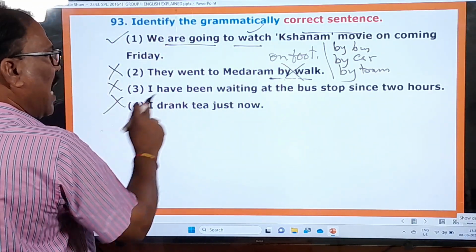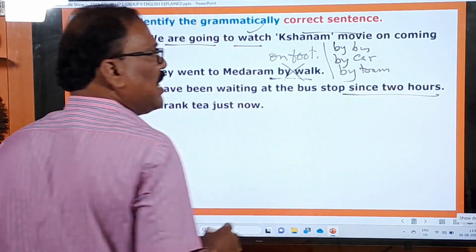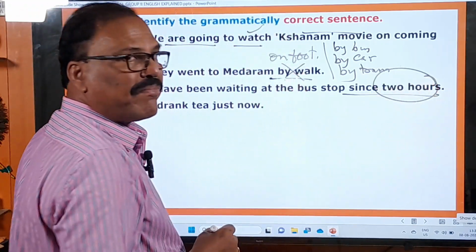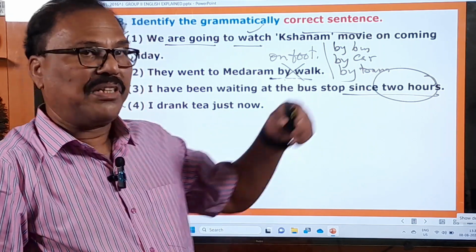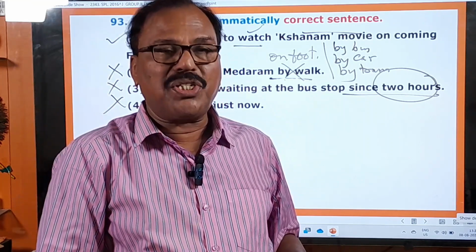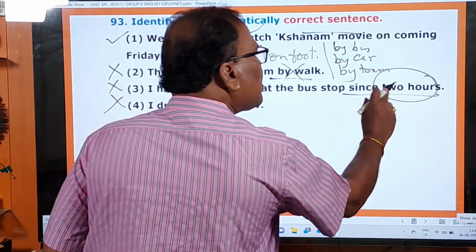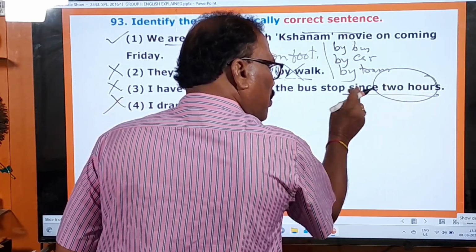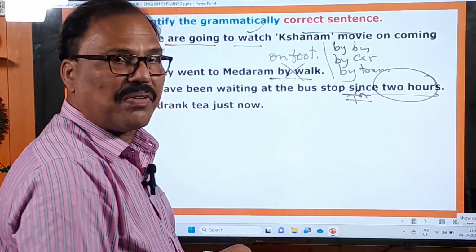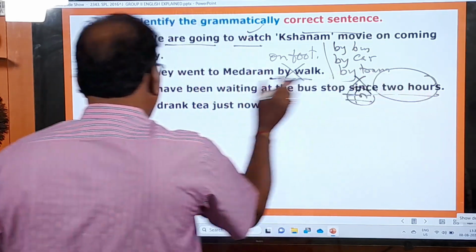Now let's go to the third one. I have been waiting at the bus stop since 2 hours. This is wrong because 2 hours is a period of time. There is a rule. With a period of time, we should use the preposition for. With a point of time, we should use the preposition since. But here, 2 hours is not a point of time. It is a period of time. Therefore, we should use for. For 2 hours is correct, but not since 2 hours. As for is not used and since is used, this is a mistake. Therefore, this is a wrong statement.